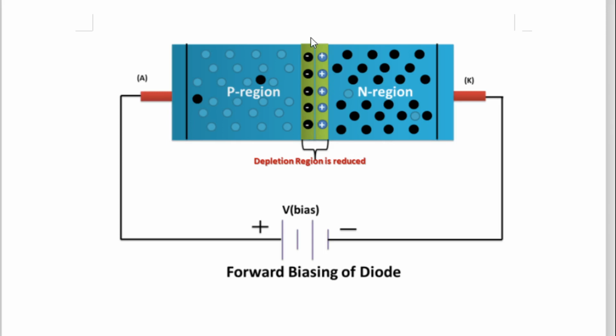And because of this barrier potential only, the p-n junction diode does not conduct in reverse bias condition, because the width of this barrier potential goes on increasing as reverse voltage is applied, and the width of this barrier potential goes on decreasing as forward voltage is increased. So this is just an introduction for you.